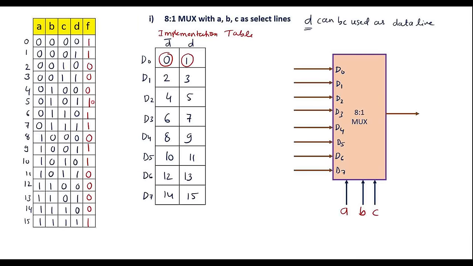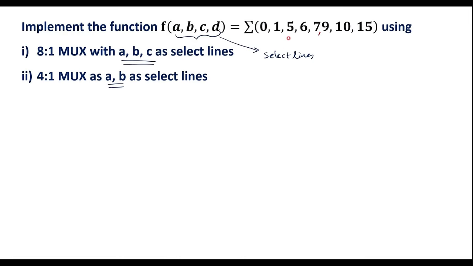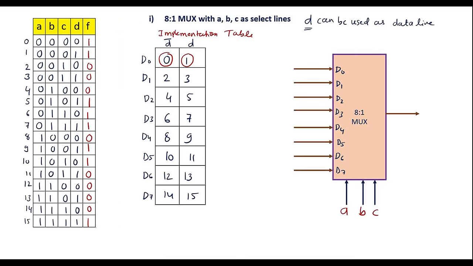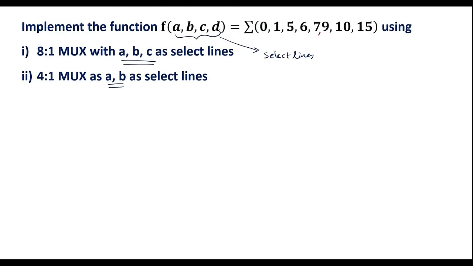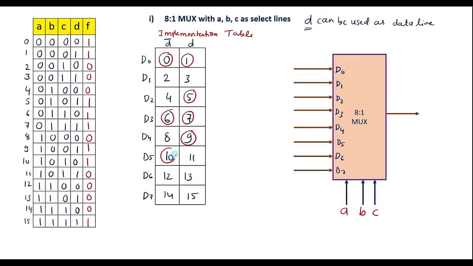So wherever there is a 1 in the output function, that is for 5 and 6, it is 1, that is also given in the min term. Put a circle for 5 and 6. Similarly, put a circle for 7 and 9. This is 7, 9. Then we have 10, and here we have 15.